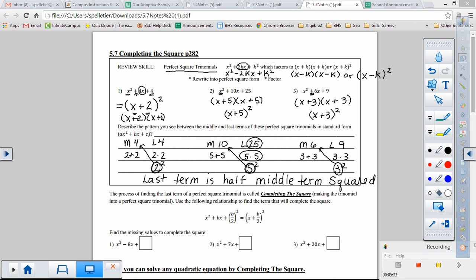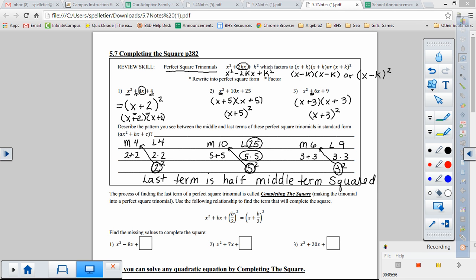So the last term, the 4, the 25, the 9, is half the middle term squared. So 4 is half of the middle term 4, which is 2 squared. 25 is half the middle term. Half of 10 is 5, squared is 25. Half of 6 is 3, squared is 9.